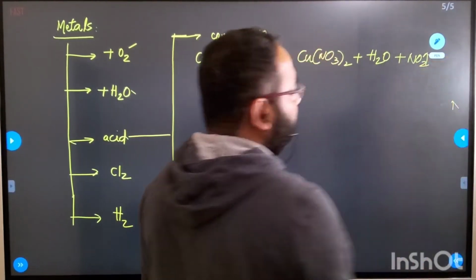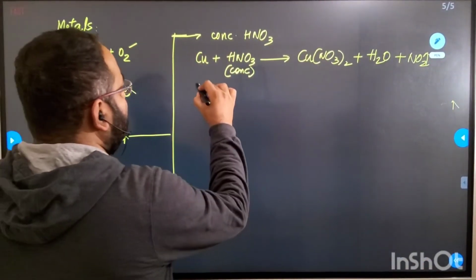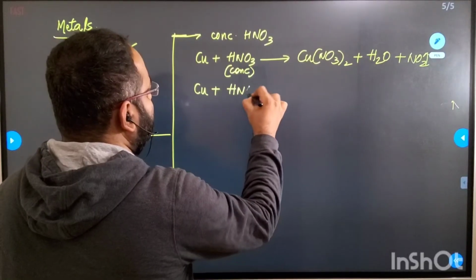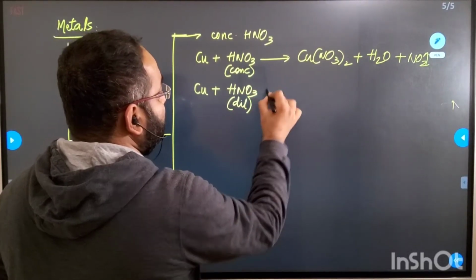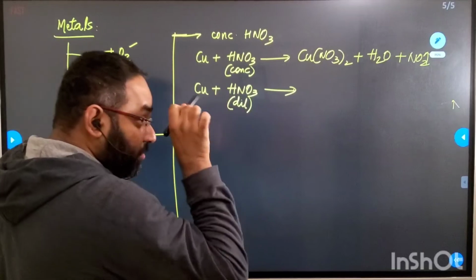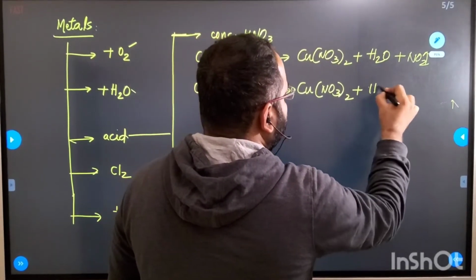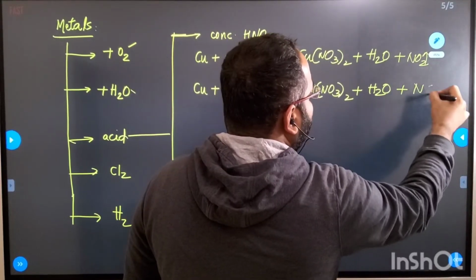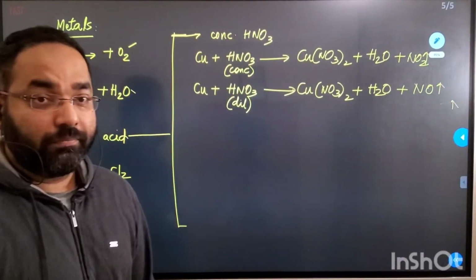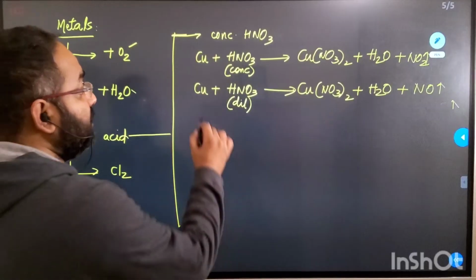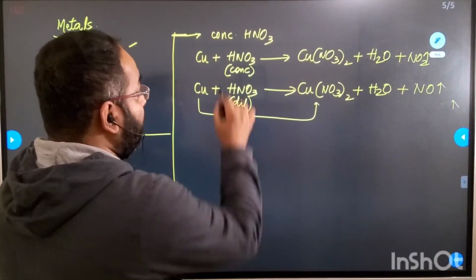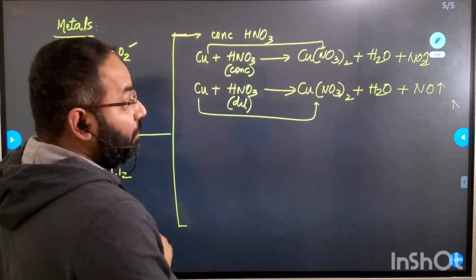dioxide gas. If you do the same thing with dilute HNO3, mind you, dilute HCl and H2SO4 will not react with copper, but HNO3 will. We get similar products. It gives you copper nitrate plus H2O, but instead of NO2, you'll end up getting nitric oxide. So you're able to see, in this case, copper is getting oxidized to copper nitrate. Here also, copper is getting oxidized to copper nitrate.